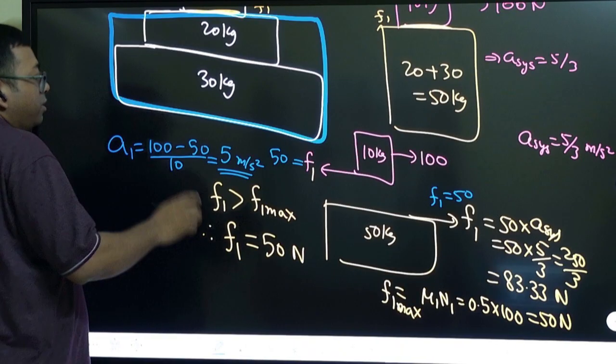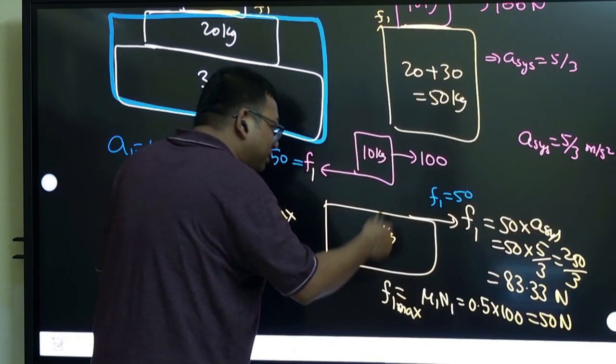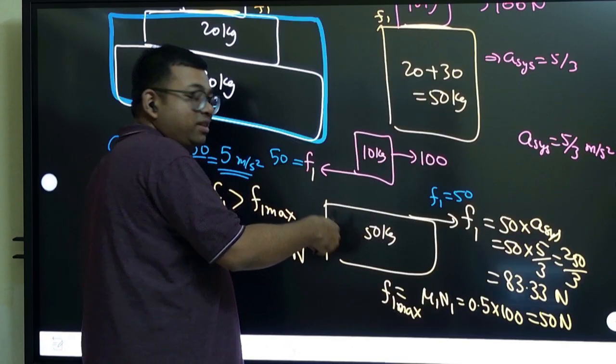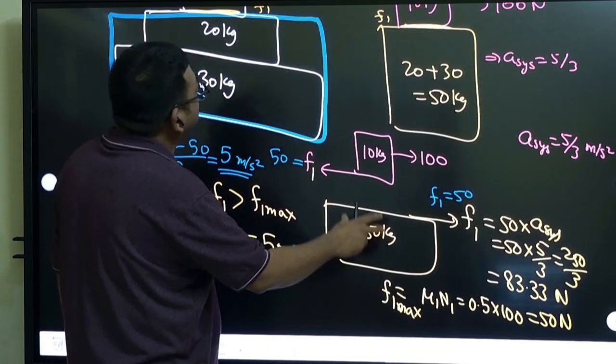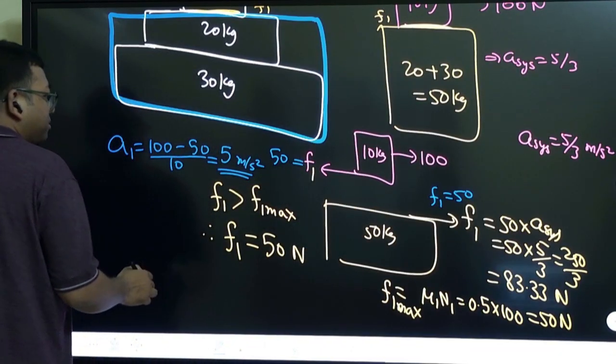Right. Okay. So that means this is sliding, and what is the acceleration of this? Now the acceleration of this system will be different. This system means this 50 kg, which is made of 20 and 30 kg. That acceleration you calculate.